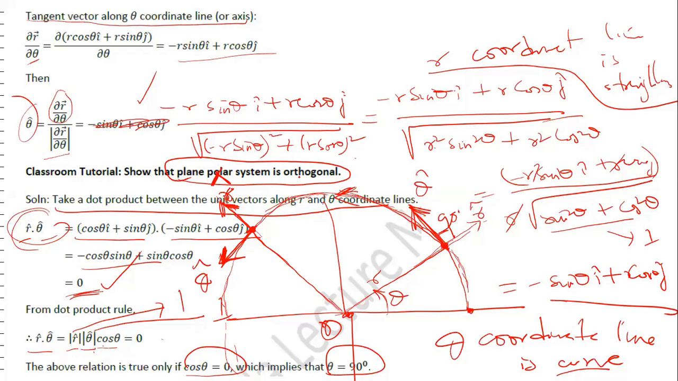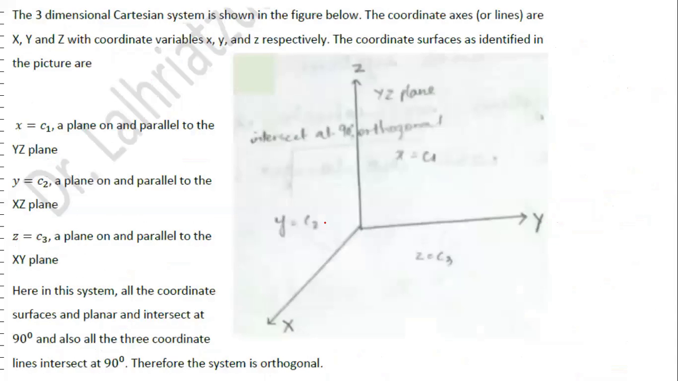But the orthogonality of this plane polar system means that the angle between r cap and theta cap at any point here is 90 degrees. At any point in a space, in a 2D plane, the angle between r cap and theta cap is 90 degrees. So I hope you can picture what I mean here, the orthogonality of this r cap and theta cap at any point in a space.